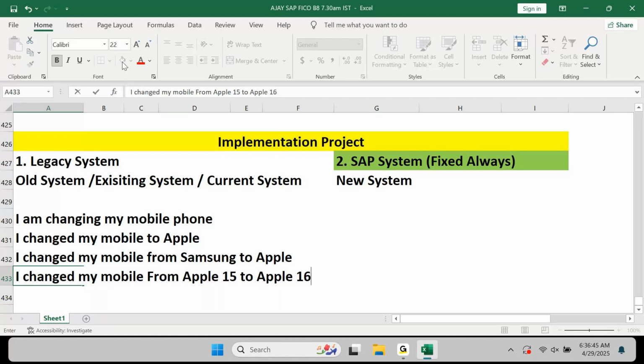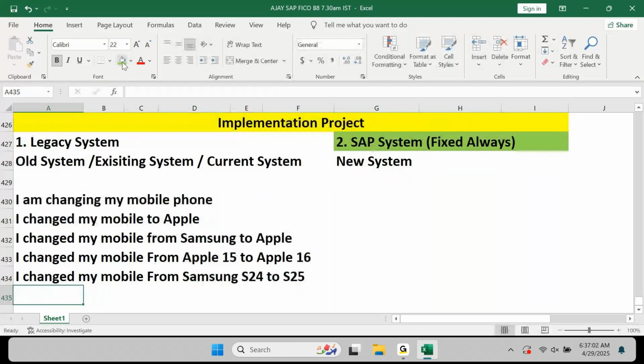Now I changed my mobile from Samsung S24 to S25. You understood, because we are familiar with this. But everything is the same, though I wrote five points there, and I can keep writing.